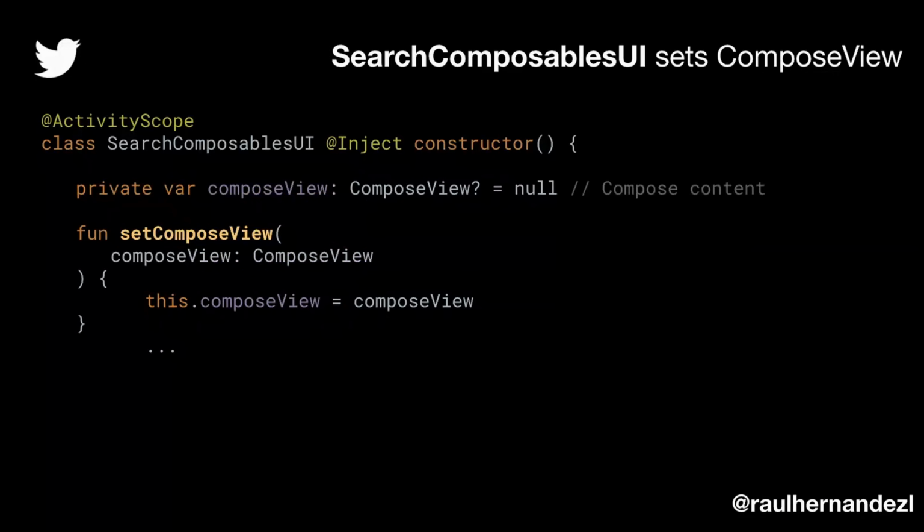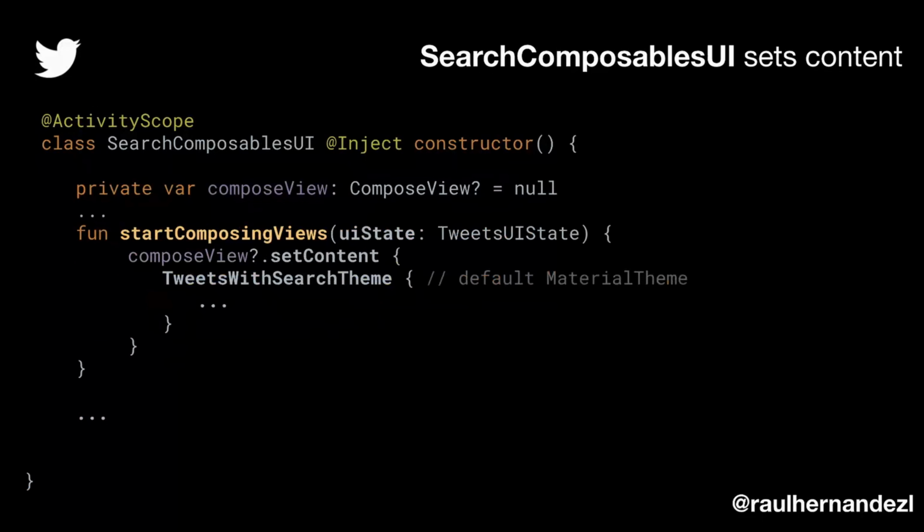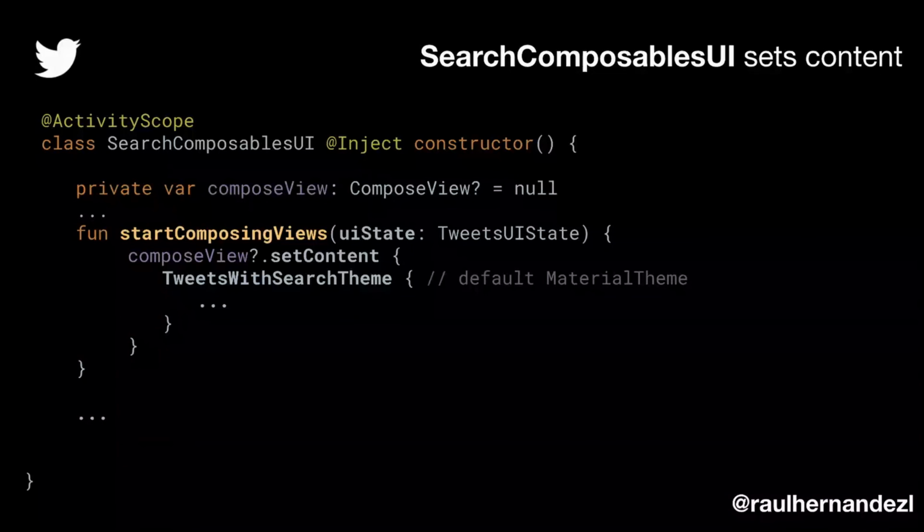So the search composable UI has the compose view, and of course, we are starting to set the content. So basically, for compose, we're going to need, of course, a first initial step. So when we do the set content, the first thing is a theme. Initially, by default, we have material theme, but you can define your own, like I did here.